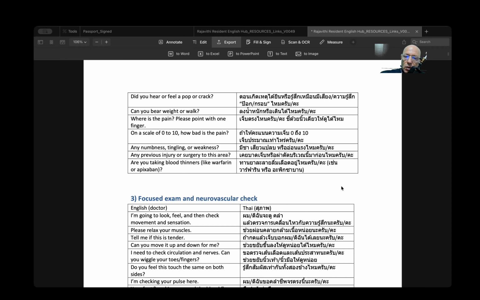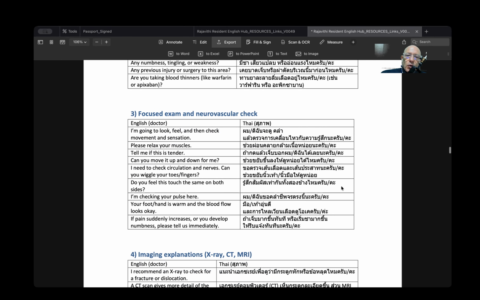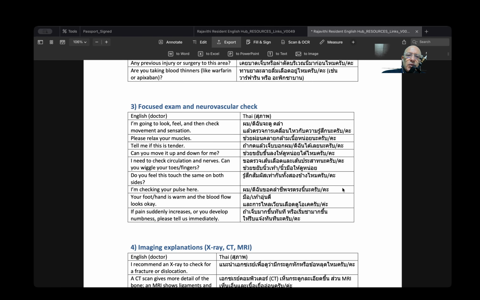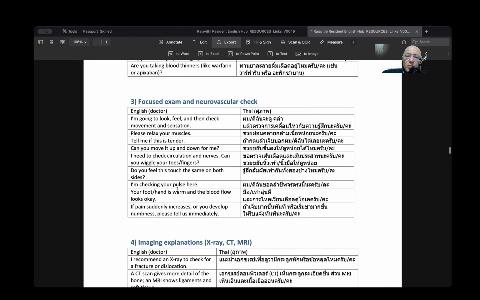All right, let's continue. Focused exam, neurovascular check. I'm going to look, feel, and then check movement and sensation. Please relax your muscles. Tell me if this is tender. Can you move it up and down for me?